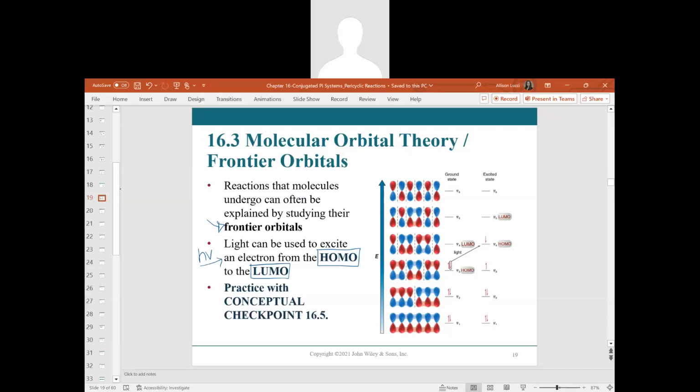And light can promote or give enough energy to an electron to promote it to a higher energy molecular orbital. So that's what we see. This electron is being promoted here from orbital 3 to orbital 4. And we have changed the highest occupied molecular orbital to now be 4 in the excited state after that light energy was used to excite that electron. So these are collectively then referred to as the frontier orbitals, the HOMO and the LUMO orbitals.